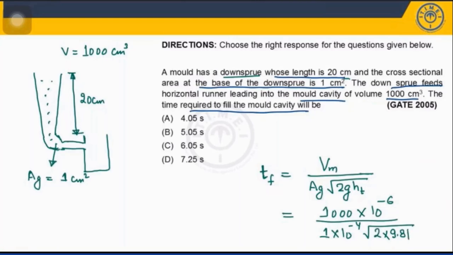Suppose in the question it is mentioned that the value of g is 10 meter per second square, then you have to consider that value. Okay. If it is not mentioned, then you have to consider 9.81. So what is the height? The height is given as 20. If you want to convert, you can convert into meter, because I am just converting all the data into meter only. Okay.